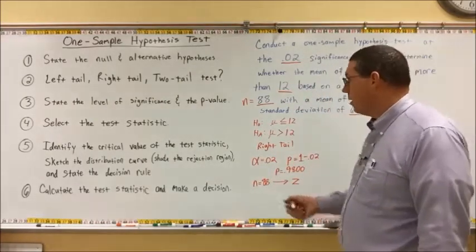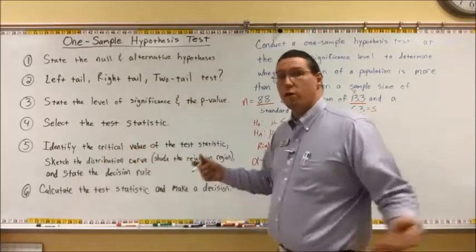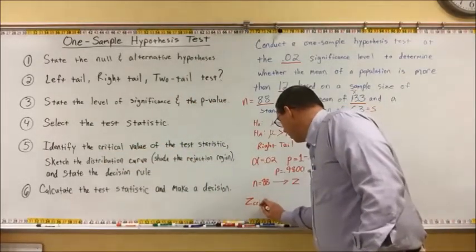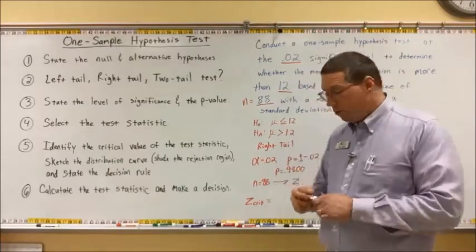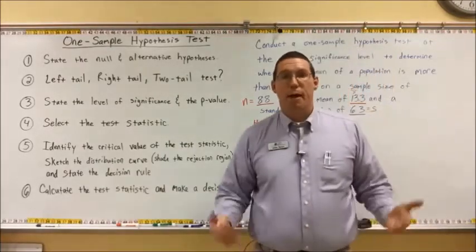And so now we're going to calculate, step 5, or not calculate, we're going to identify the critical value, the critical z-value. That's z-crit. z-crit is going to come from the z table. And what I'm going to do is look up 0.98 in the z table, and that's going to give me my critical z value.